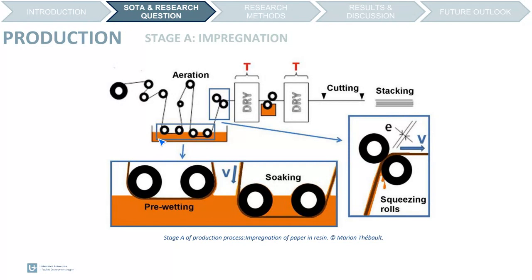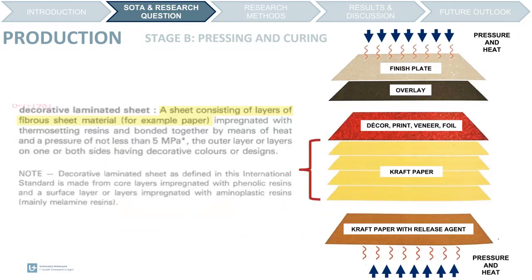So in stage A, the impregnation of the sheet material. It is moved via tension rollers in vats of resin. The subsequent rollers, which you can also see here, remove the superfluous resin. And then it passes through ovens to dry. It is cut into sheets and is ready to go to the press. Now in stage B, which is on the next slide, the various sheets produced in stage A are pressed under high pressure and heat into one homogeneous sheet.